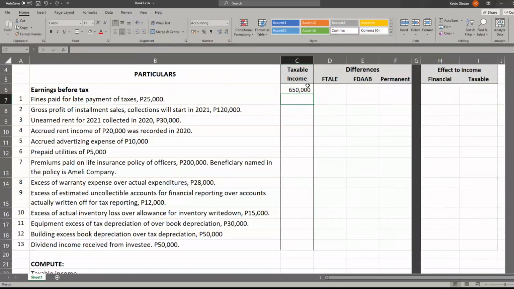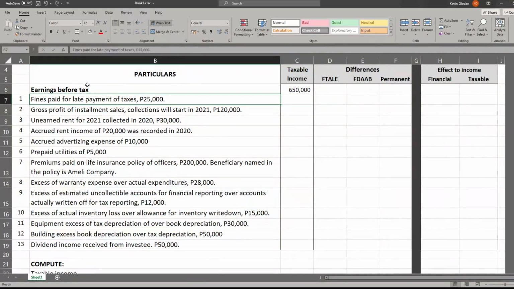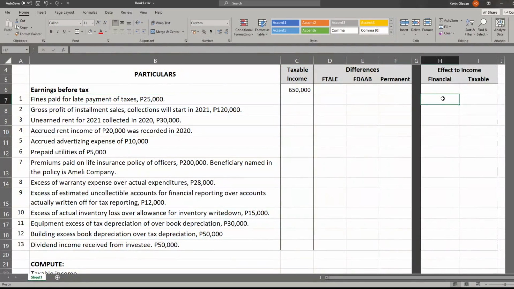Item number 1. Fines paid for late payment of taxes. As you may have read in our notes, fines paid for late taxes is part of the list of examples commonly known as permanent differences. And at that, ano po ang nangyari? Fines paid for late payment of taxes, you recorded it as a deduction in arriving at earnings before tax. So, ang effect neto in our financial income is we deducted it in arriving at our financial income. And it's a permanent difference.